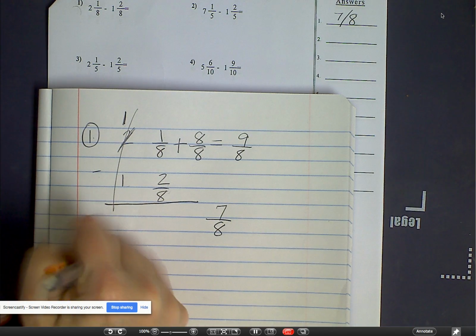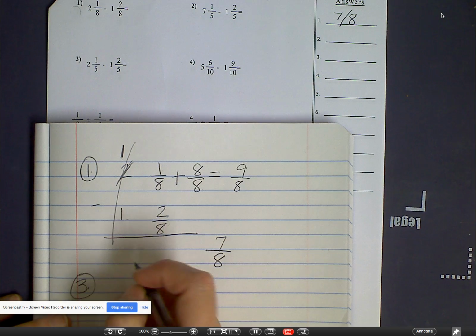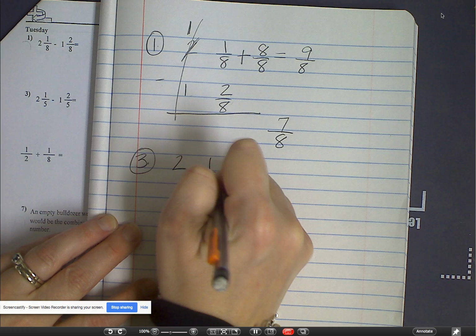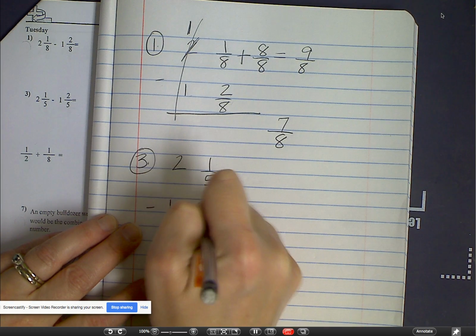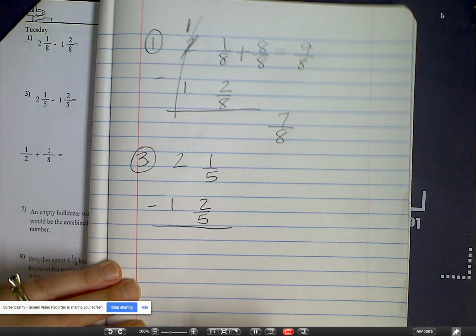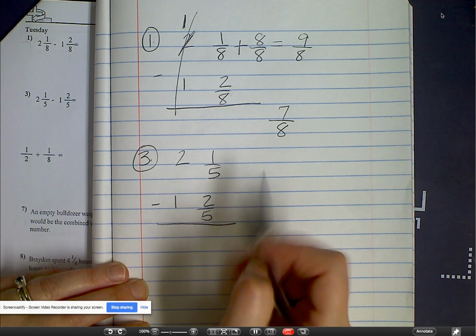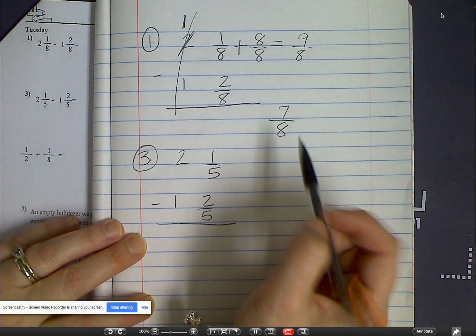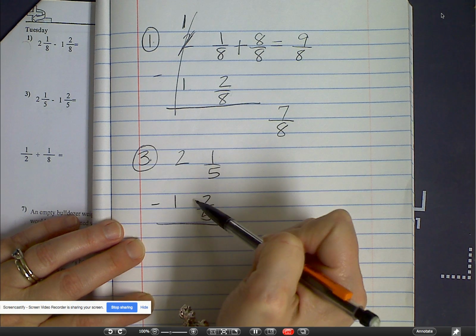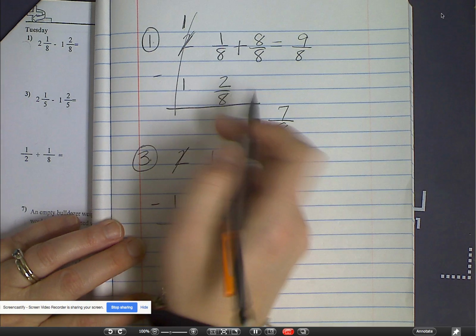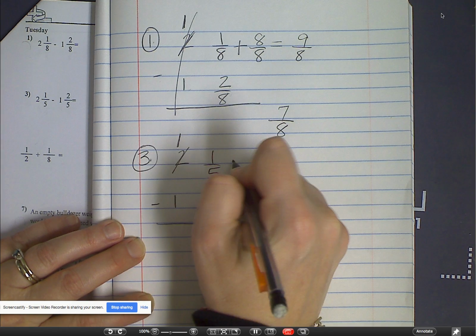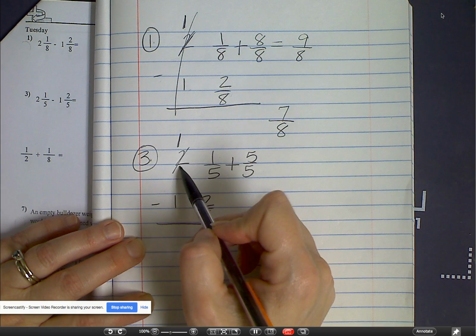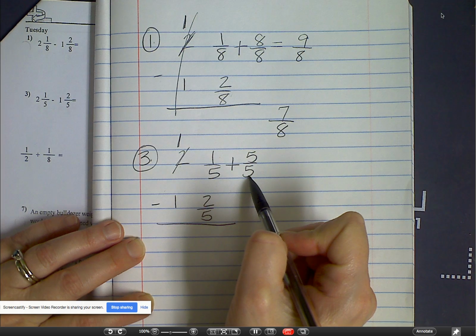Okay, let's look at number 3. Again, another subtraction problem. Now we have 2 and 1/5 minus 1 and 2/5. We have the same denominator, so we don't need to get a common denominator. We can go ahead and subtract. But I can't subtract 1 minus 2, so I'm going to change this to a 1, and then I'm going to add 5 over 5 over here, because I'm just taking 1 from here and adding 1 over here as a fraction.